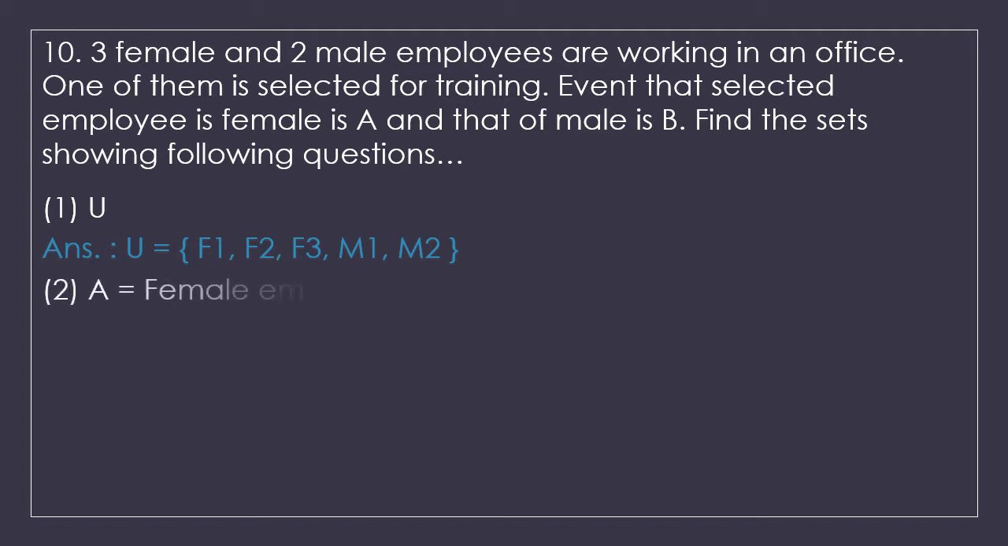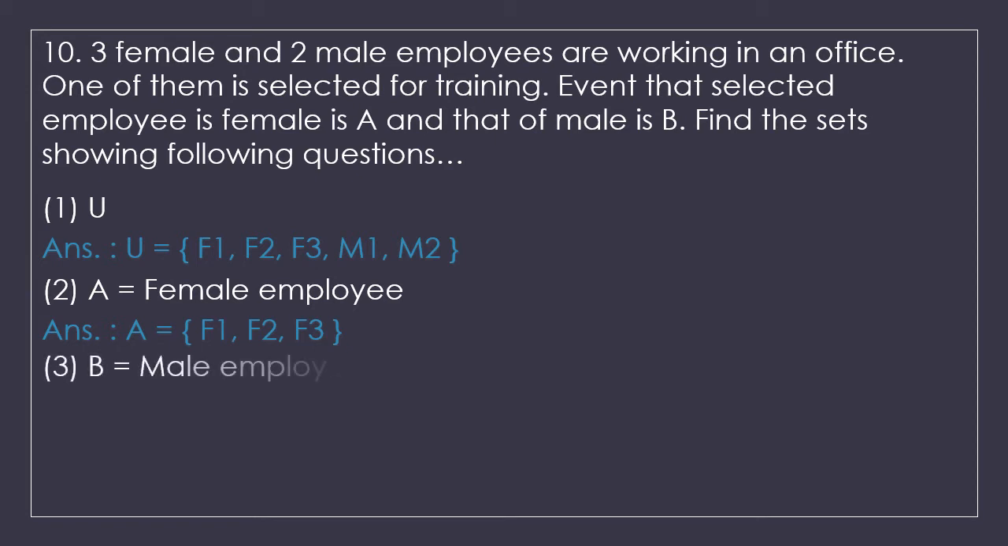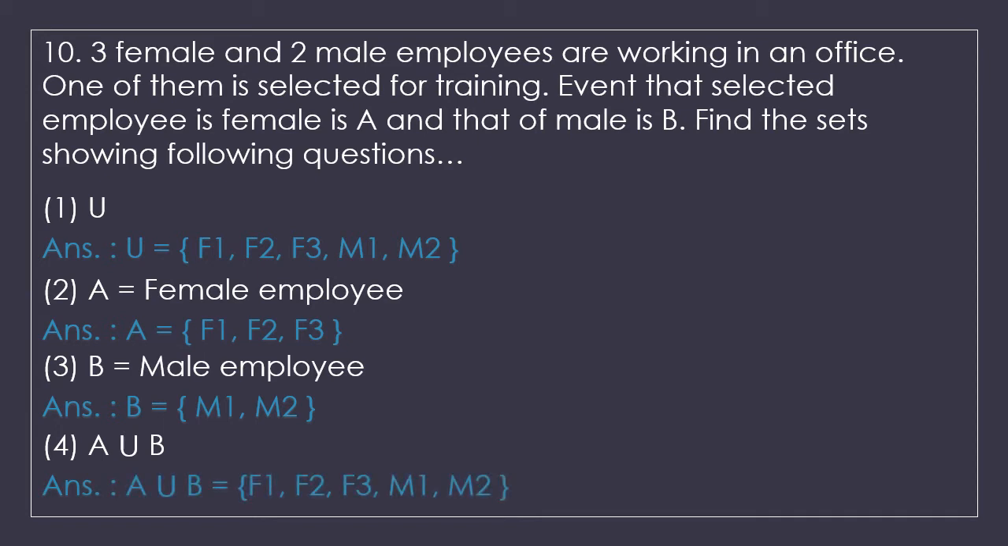Second question here, that a female employee is selected. So the answer will be female 1, female 2 and female 3. Third question, B, a male employee is selected. That is event B, male 1, male 2. Fourth question, A union B. That means we have to add the female employees with the male employees. So A union B will be female 1, female 2, female 3, male 1, male 2. Okay, it's simple till now.